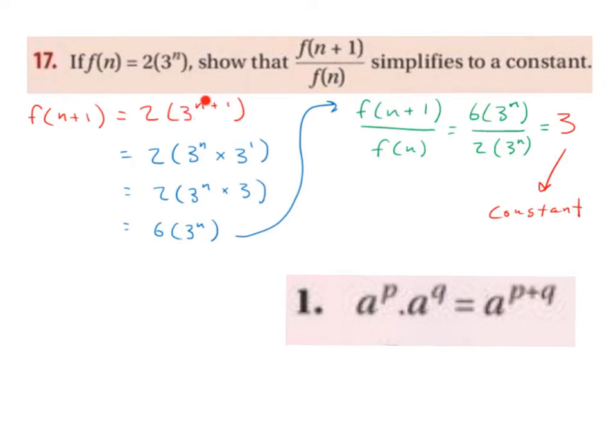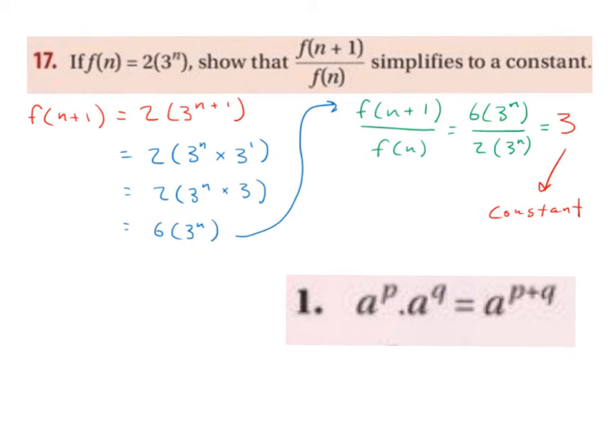So 3 to the power of n plus 1 will break down to 3 to the power of n multiplied by 3 to the power of 1, because 3 to the power of n times 3 to the power of 1 gives us 3 to the power of n plus 1. So we're basically just using this rule, but working it backwards. Okay, so the only thing that changes with the next step is 3 to the power of 1 just changes to 3. And then in the next step, 2 multiplied by 3 gives me 6. So f of n plus 1 actually gives me 6 times 3 to the power of n.